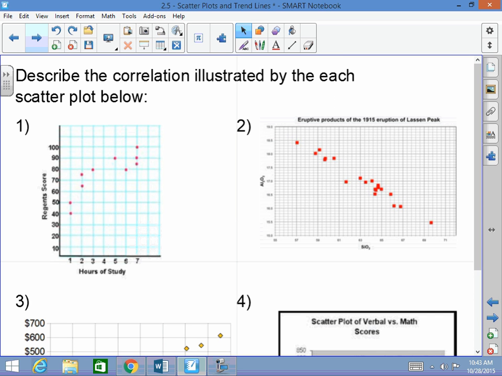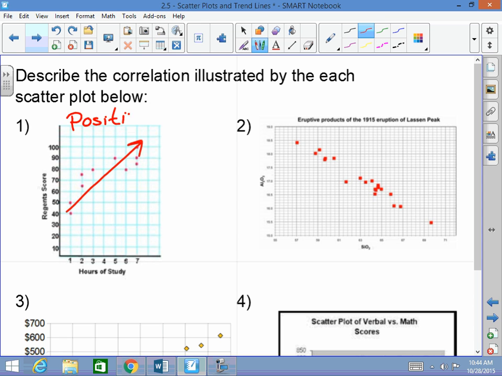So now, describe the correlation illustrated by each scatter plot. So for number 1, what's the correlation here? Positive, yes, because I'm going up, right? As one set of data increases, the other set of data increases. So this is a positive correlation or a positive relationship.